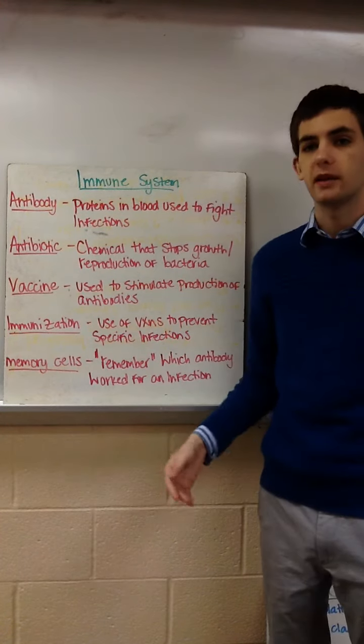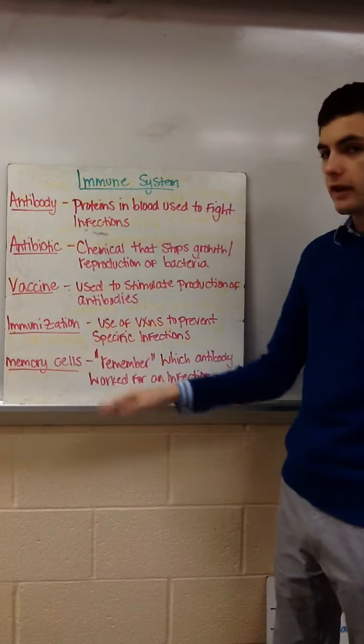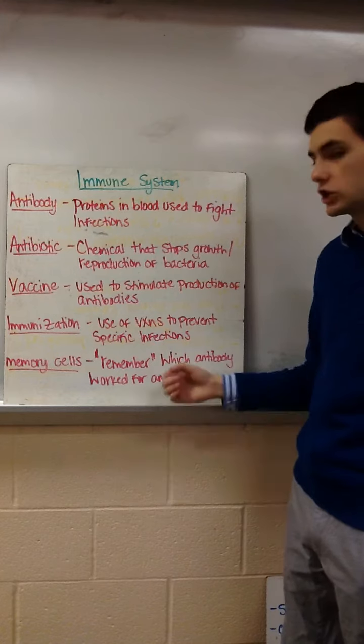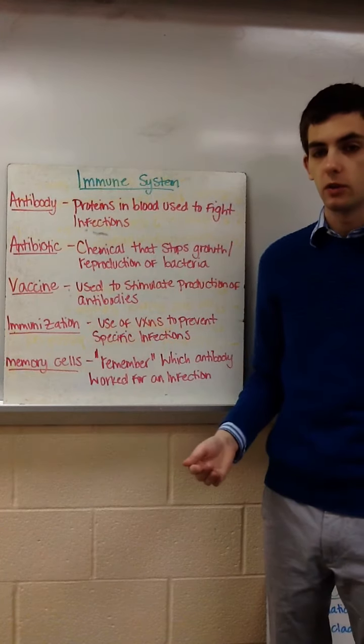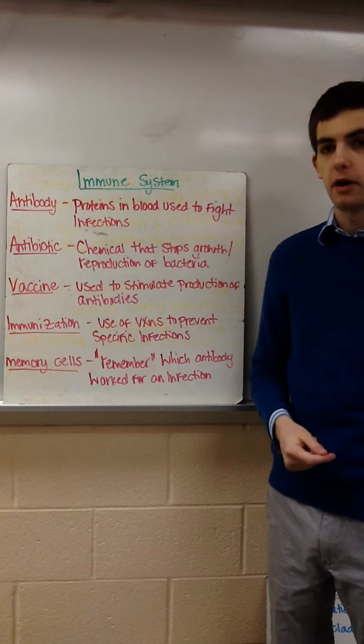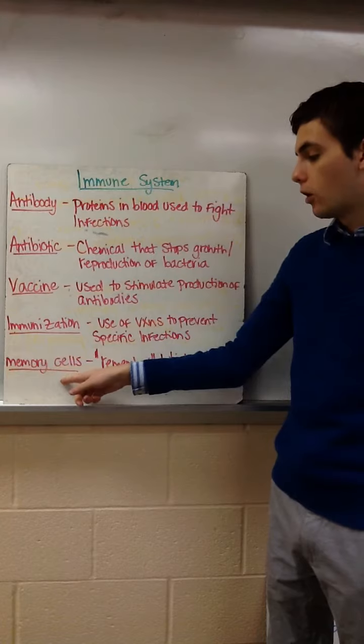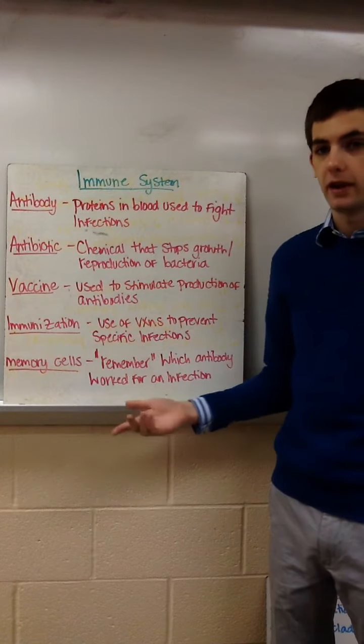And there are two types of cells involved in our immune system. Memory cells are cells that remember which antibody worked on which infection. So when that infection occurs again, your body will respond quicker to eliminate that infection because these memory cells already recognize or remember that infection.